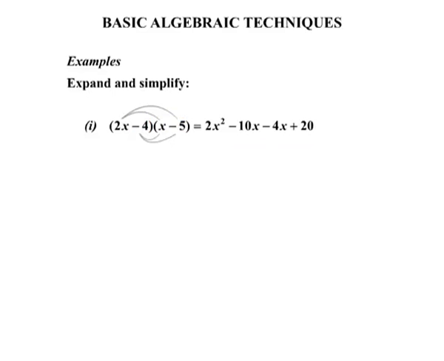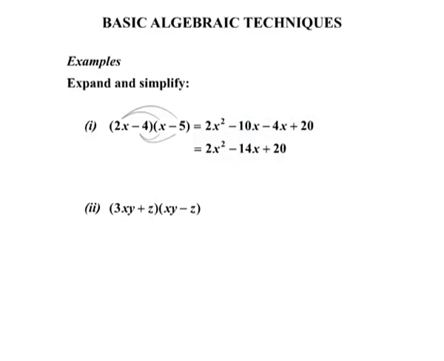At that stage there, we need to collect like terms. There's 2x squared. There's no other x squared, so we'll just write that down. Then we have minus 10x minus another 4x. So all up, that's minus 14x. And we've got plus 20 at the end there. Let's look at another one.